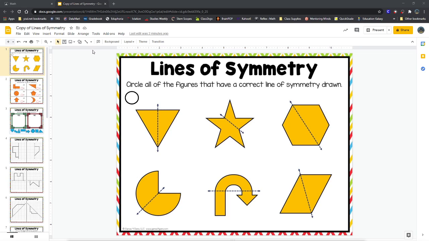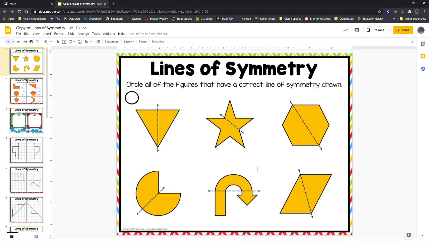So, I'm going to go back up here to the top. Next to my line, I'm going to press that little arrow that points down. I'm going to grab my scribble. Okay? It asks us to circle all of the figures that have a correct line of symmetry drawn. So they want us to only circle the shapes that have an actual line of symmetry, where both sides are congruent, the same size and the same shape. There's a couple of shapes on this page that do have the line of symmetry correctly.